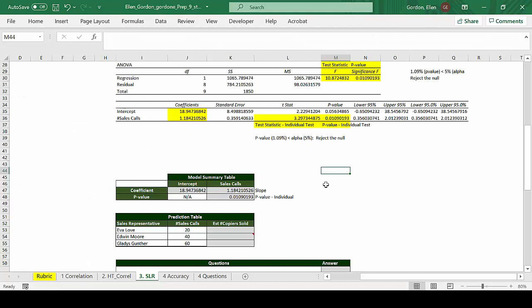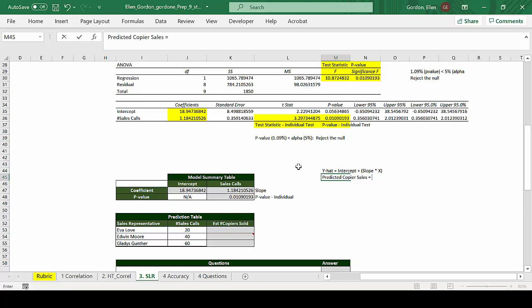So to write our regression equation, again, the generic equation is y hat equals the intercept plus the slope times x. That's basically what I just went over. So in our example, y hat is predicted copier sales. Again, we're writing an equation that's going to allow us to predict copier sales. So we are solving for predicted copier sales.